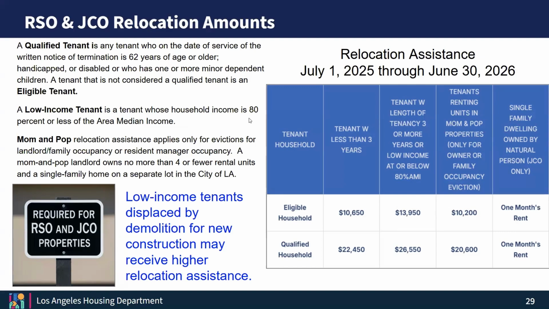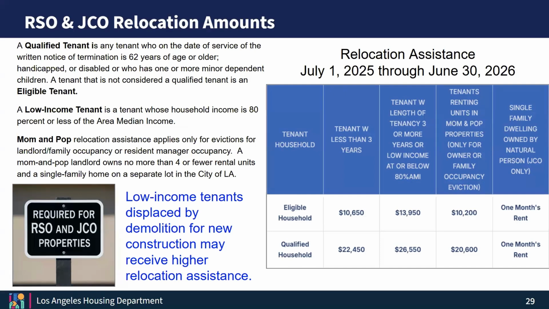So relocation assistance effective July 1st, 2025 through June 30th, 2026. If eligible, tenant with less than 3 years is $10,650,000. Qualified tenant with less than 3 years, $22,450. Tenant with length of tenancy 3 or more years or low income at or below 80% of the median income is $13,950 for eligible, $26,550 for qualified.